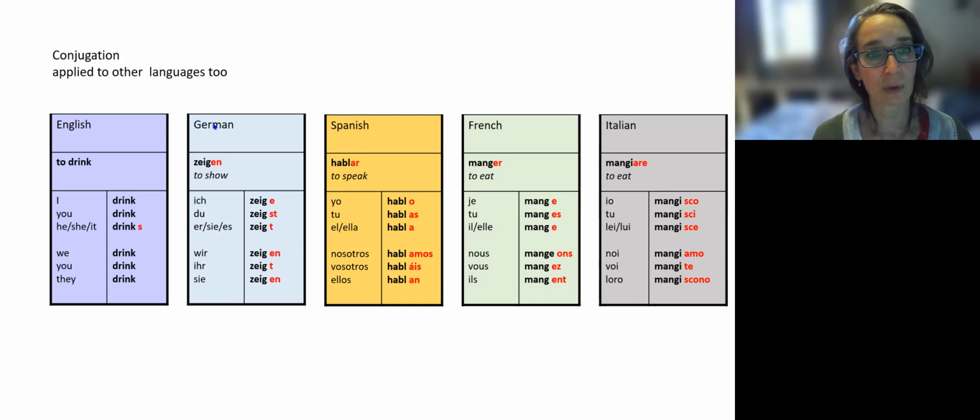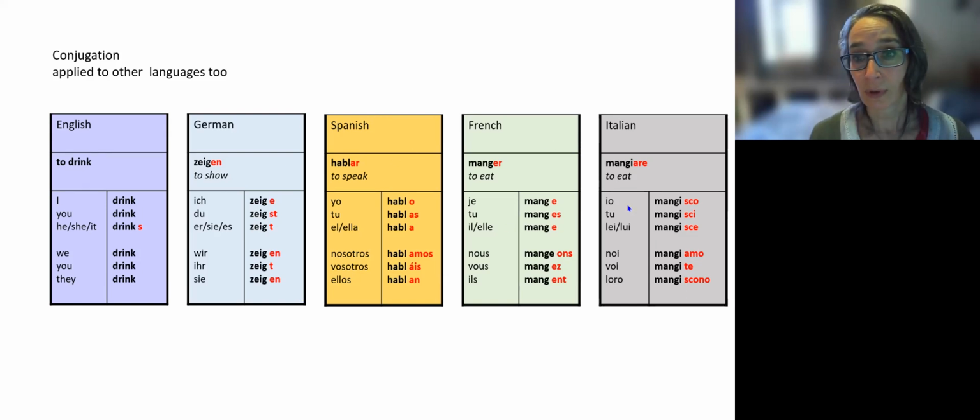Let's go over to German. So zeigen, that means to show. Therefore, you know straight away that the second one down, du zeigst, means you show. Sie zeigen, because it's the same order, that means they show. Okay?